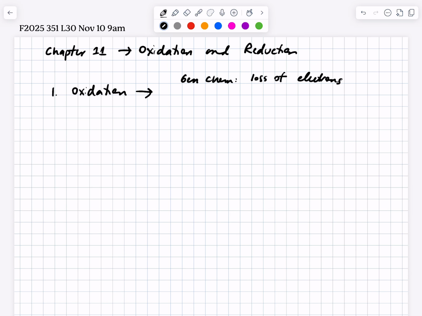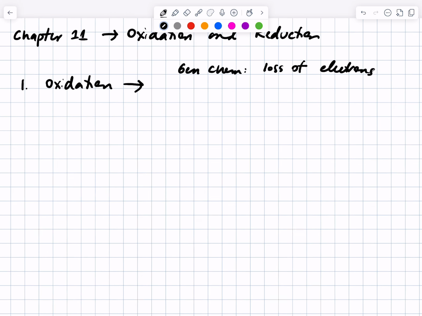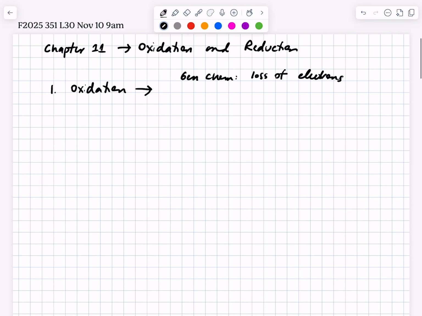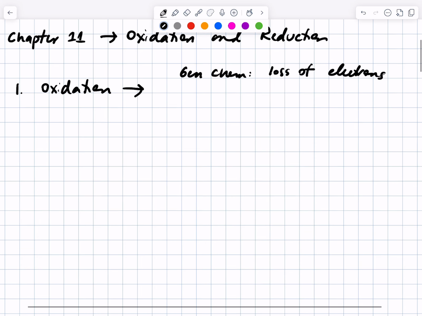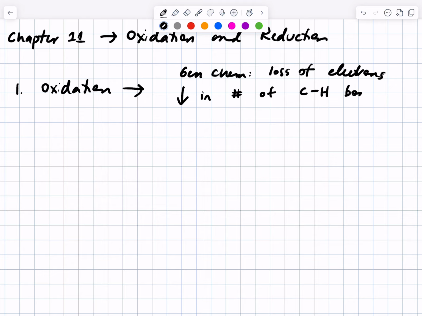Now, it turns out that that definition is still true in organic chemistry, but we often don't think about it necessarily that way. We look for other telltale signs of oxidation in organic molecules. So the first is a decrease in the number of carbon-hydrogen bonds. Why does that count as oxidation? Because from the oxidation reduction perspective, we're going to consider as though carbon owns both of the electrons in the CH bond.